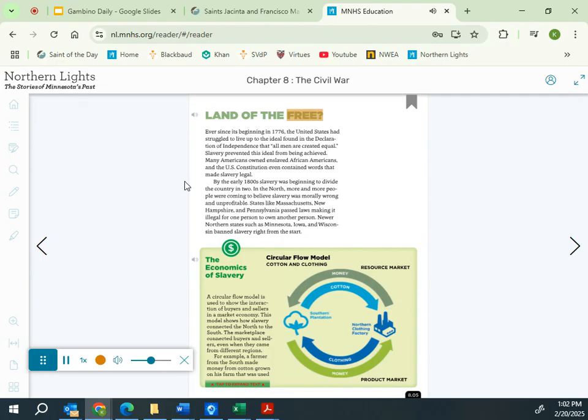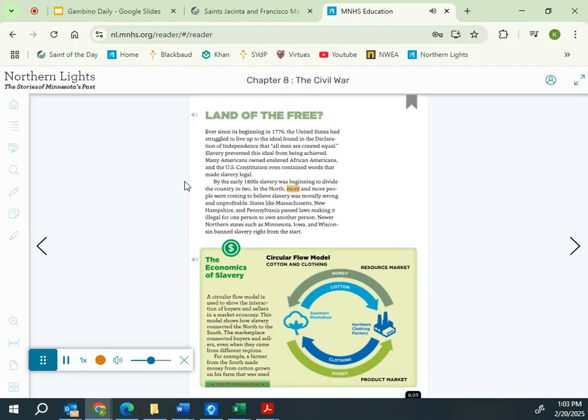Land of the free? Ever since its beginning in 1776, the United States had struggled to live up to the ideal found in the Declaration of Independence that all men are created equal. Slavery prevented this ideal from being achieved. Many Americans owned enslaved African Americans, and the U.S. Constitution even contained words that made slavery legal. By the early 1800s, slavery was beginning to divide the country in two.